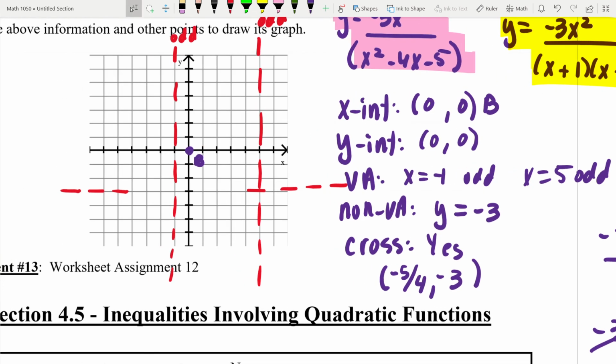Okay, left side. First of all, let's do our end behavior. So, out, out. Left-hand side, look right here. Up high, come down, go to that arrow. Can I do that? Is that acceptable?